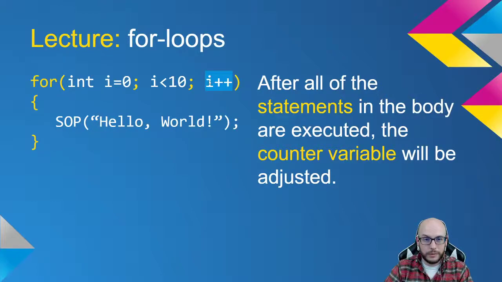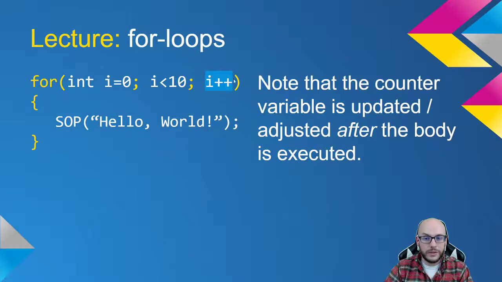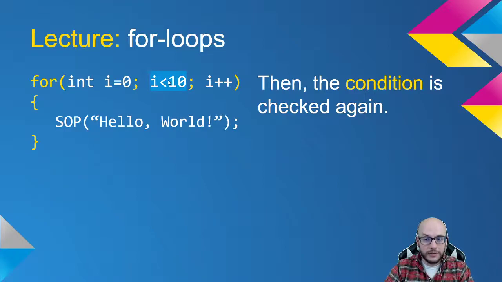In this particular case, we would do an I++, so after the first iteration, I would now be 1. It's very important to know that this is the last thing that happens. It's the very end. You don't particularly have control over that, right? With our while loop, you could actually move that adjustment around a little bit, but here with the for loop, it's pretty much the last thing that happens, right? We're adjusting our counter variable at the end of the iteration. Then we're going to check the condition again.